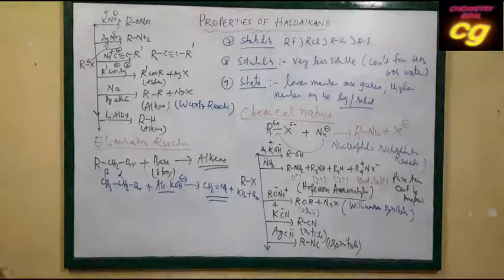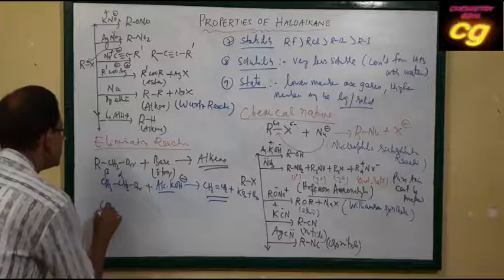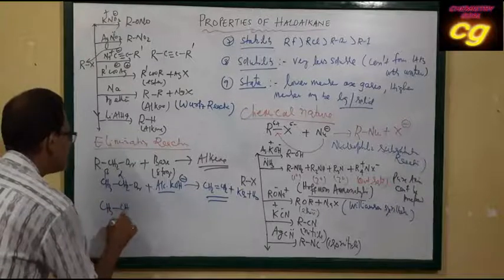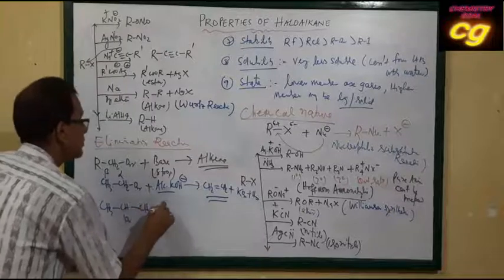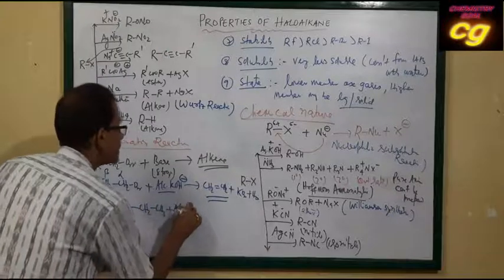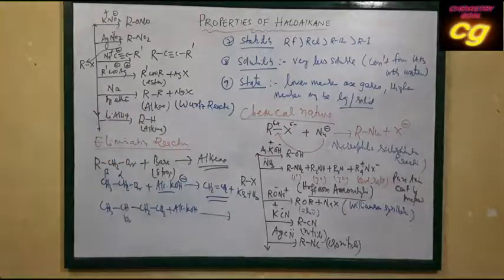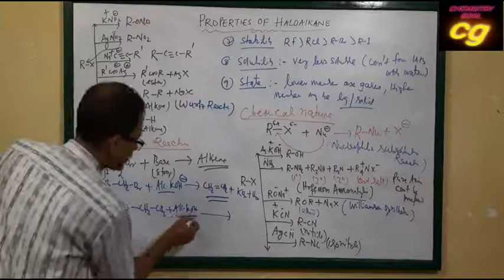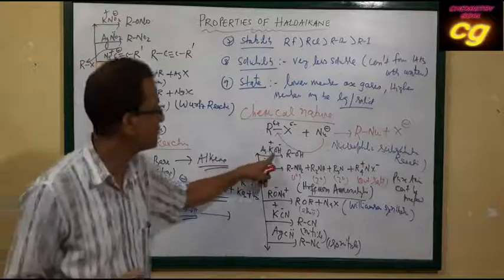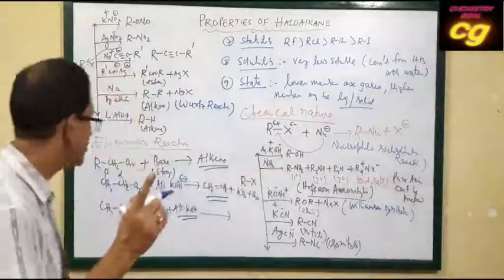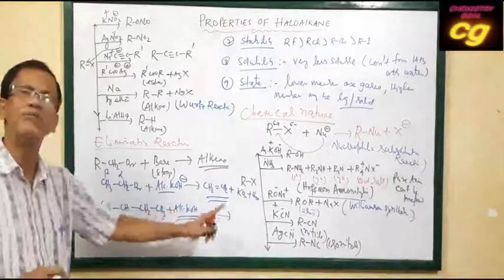But if you take a branched compound, suppose CH3CHBrCH2CH3 plus alcoholic KOH. What are the products? First, the type of alkene will form. Alcoholic KOH always gives alkene with haloalkane, but aqueous KOH always gives alcohol. This is a difference to remember. Aqueous medium gives alcohol, alcoholic medium always gives alkene.